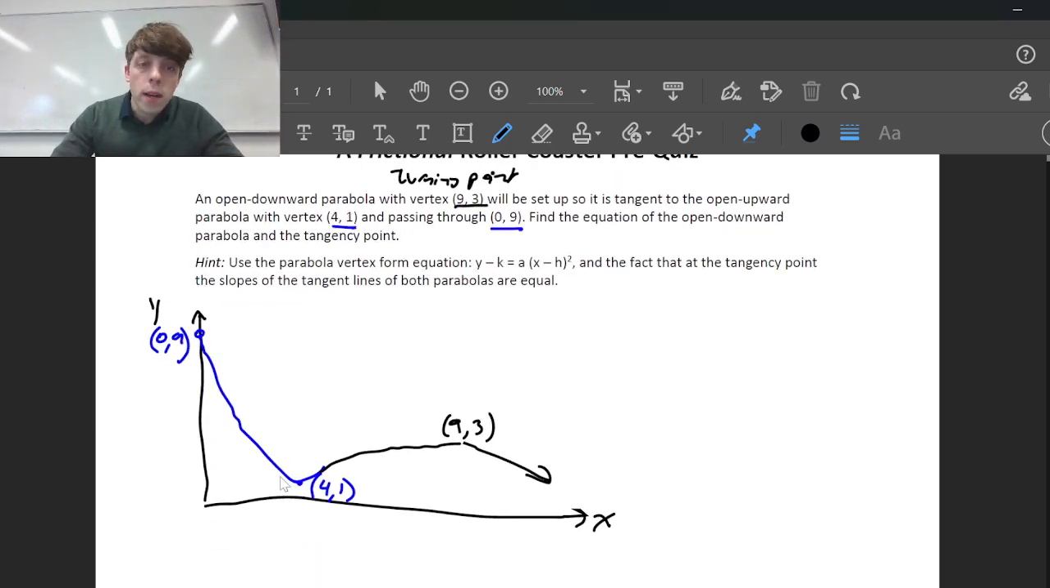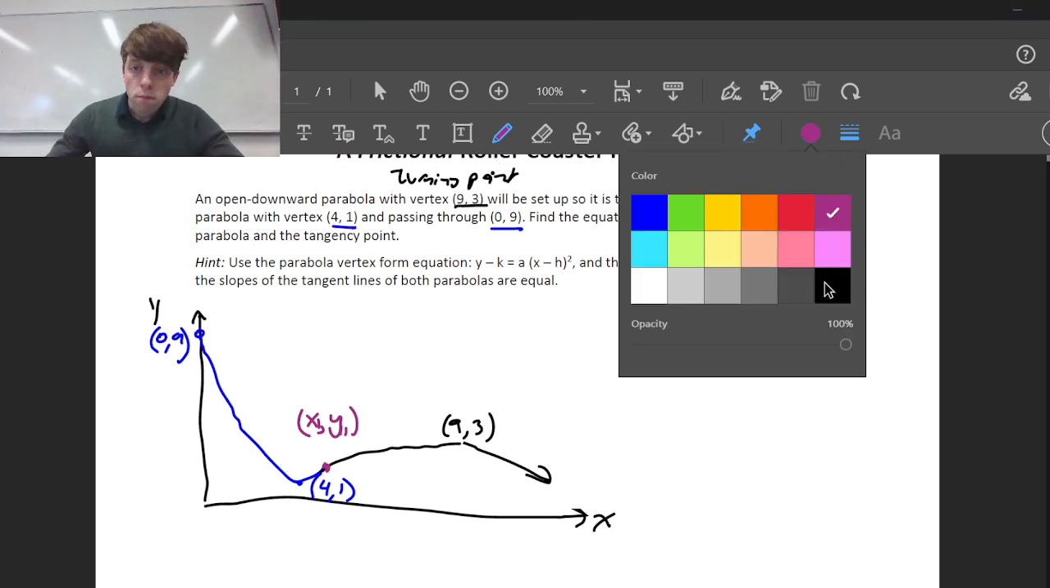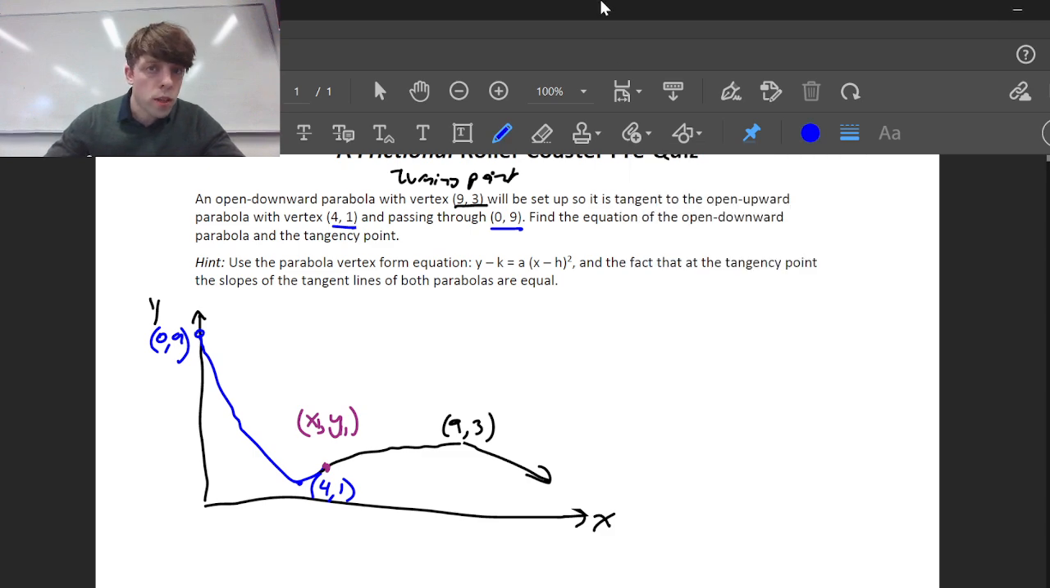We need to figure out what would be the equation of these two parabolas, and specifically at what coordinates the two parabolas meet. So we're going to need to at some point find this particular x and y value here where the two parabolas cross over. So how do we go about answering a question like this?